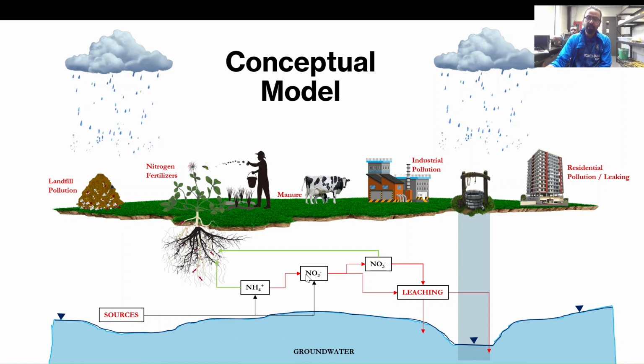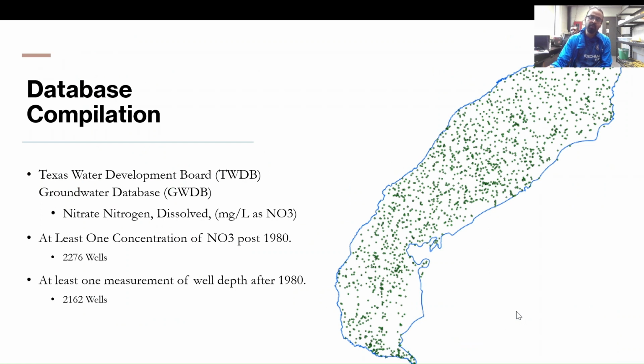Ammonium and nitrite, when in moderate amounts, are also absorbed by plant materials, but when in excess, they leach into the soil, or when there is sand present, they reach the groundwater as well. So the number one thing we need to predict the amount of nitrate in the soil is nitrate data. For that, we went into the Texas Water Development Board's groundwater database and looked for the nitrate nitrogen parameter.